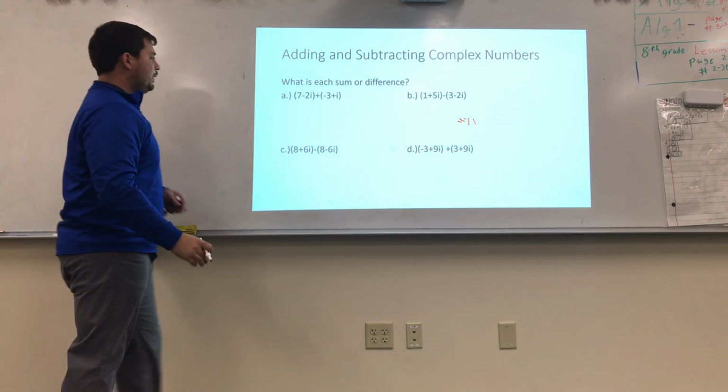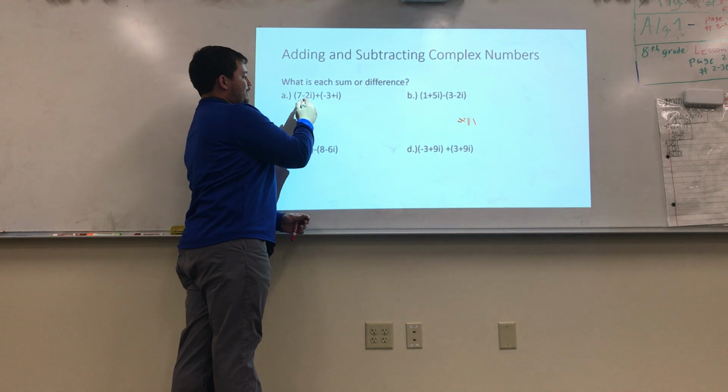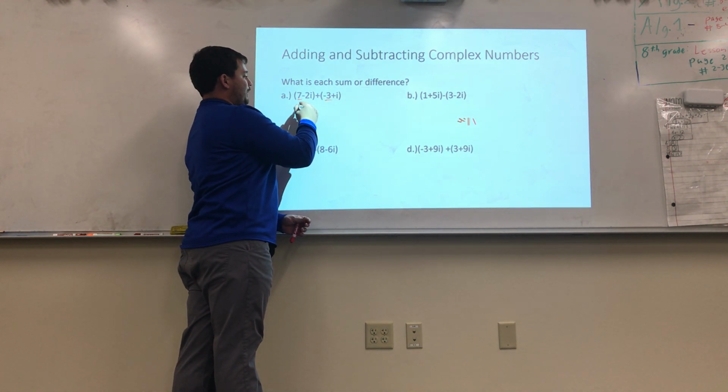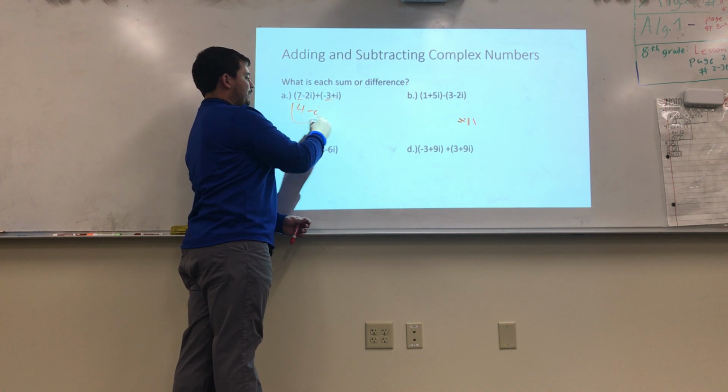Okay? We can add this. Alright, let's add our 7 and our negative 3. We get 4. We have negative 2i plus i. We're going to get minus i. That is my answer.